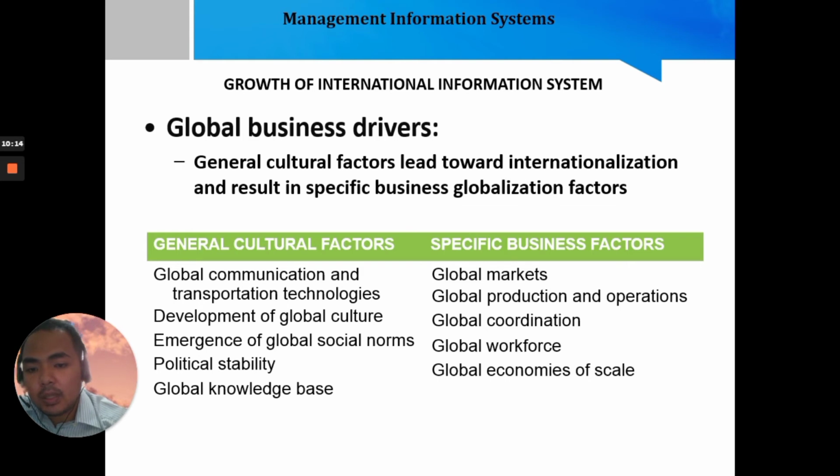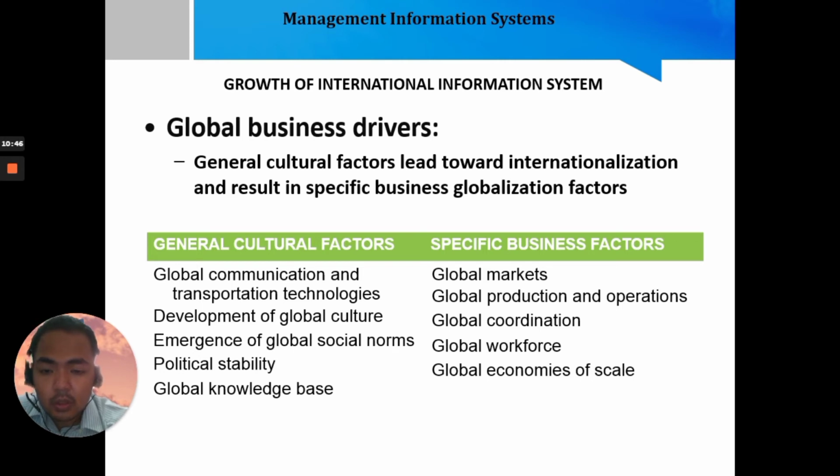So, political stability. You should also consider the political structure of that certain country because, as I said, we should have good structures, communication, or connections within that country. So you should know what's happening in their country.